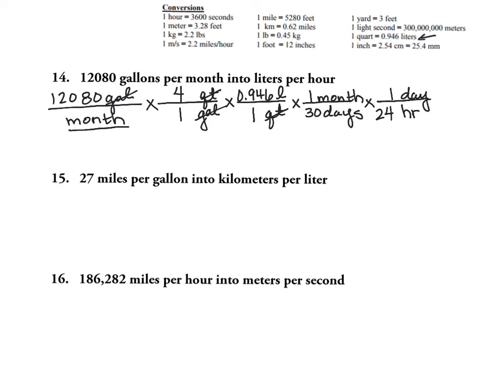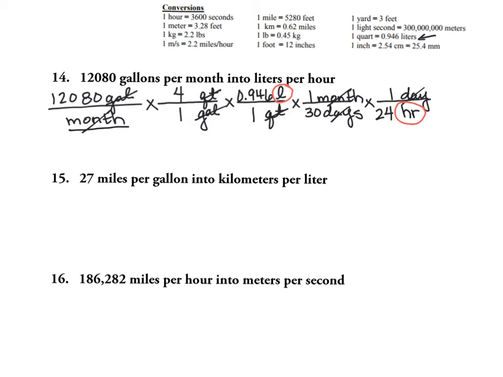So now if I go back and look, it looks like my months have canceled top and bottom, and my days have canceled top and bottom. So just a quick check again of what units are left. Liters on the top have not canceled, and hours on the bottom have not canceled, and that's what they asked for, so I should feel good about my answer.